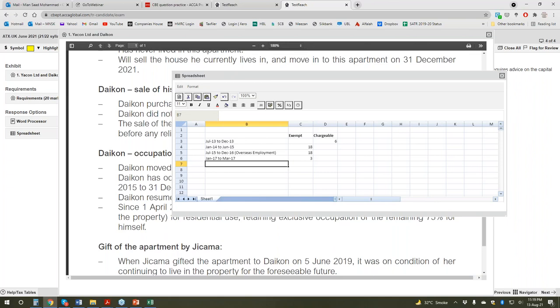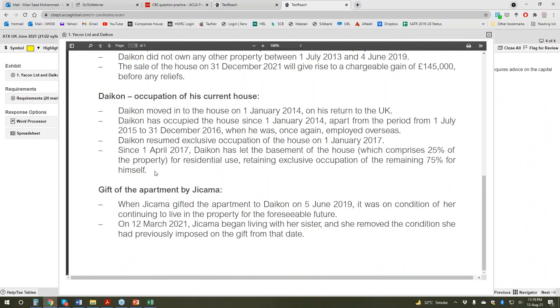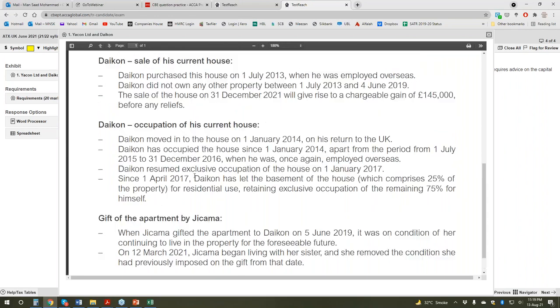And now for all the remaining tenure, he has lived in the house, but he has partially occupied the house. So I will calculate the complete period, but because 25% of the house has been let out, I will only take the remaining 75%. So from April 2017 till he sold the house in December of the same year, meaning 9 months.